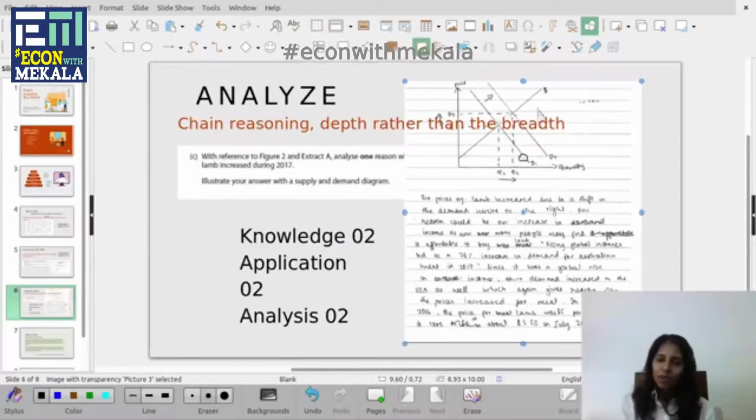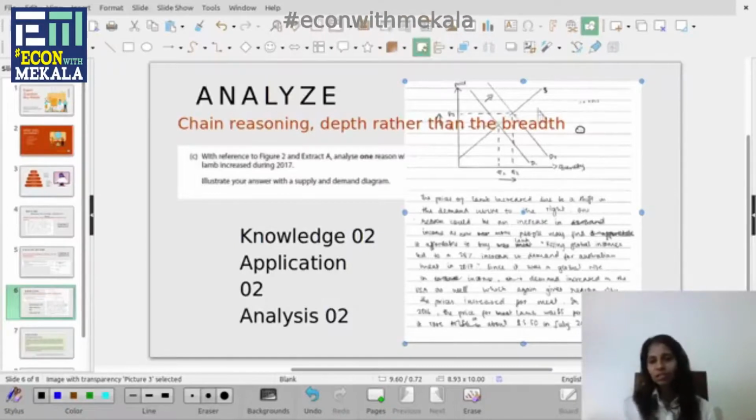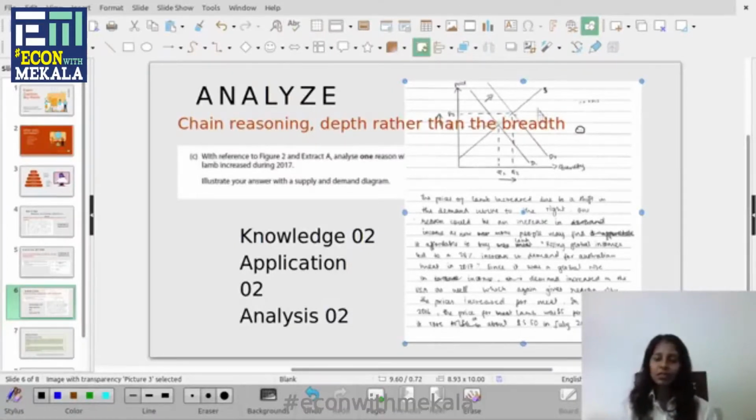Now, another way you can get one application mark is by shifting this demand curve to the right side, because we all know demand has increased because of the rise in income. So then you are applying your theoretical knowledge. Okay, when income increases, what is going to happen to the demand? For that, you get one application mark, shifting your demand curve from left to right. So by linking this answer with information in the case study and shifting your demand curve to the right, you are able to score your 2 application marks.